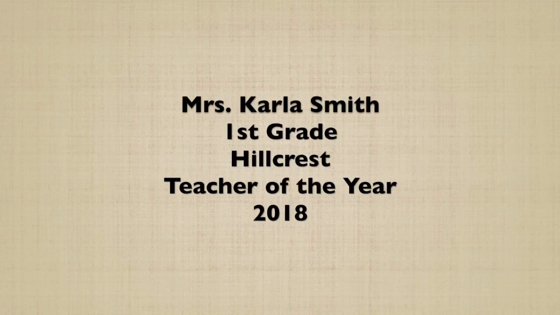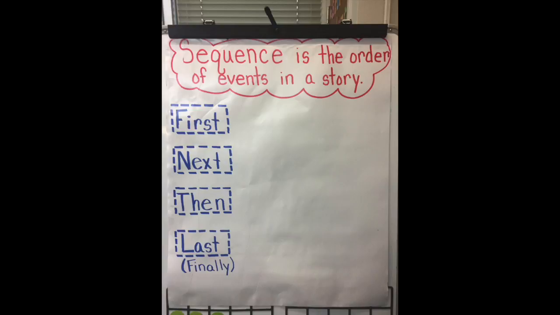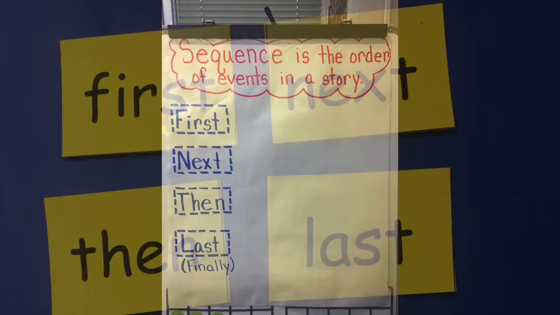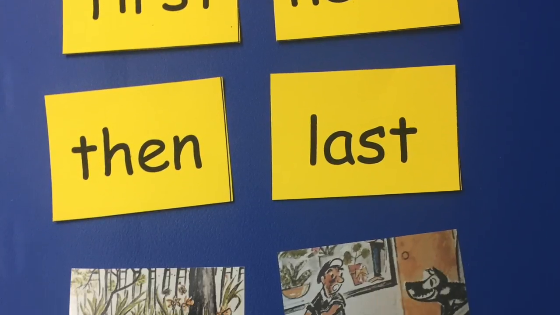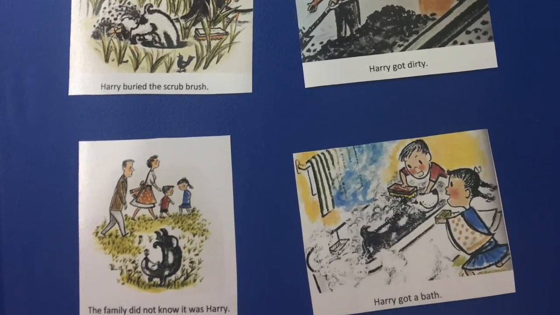Hi, I'm Karla Smith, and I'm a first grade teacher at Hillcrest Elementary. Today with the students, we're working on sequencing the events of a story, Harry the Dirty Dog. We're going to use this anchor chart to put events of the story in order as a class. And this will be done after students work with their teams to sequence pictures and events with their team.